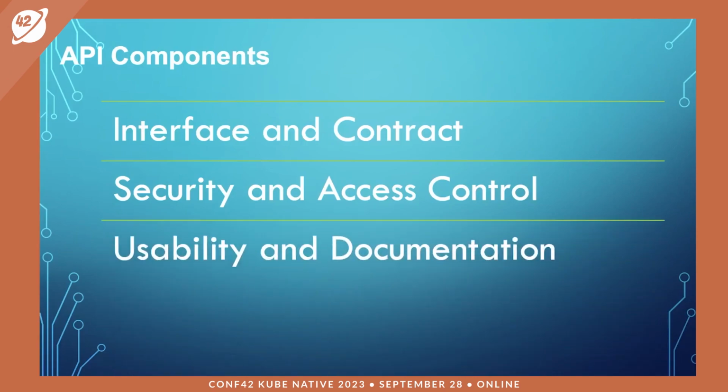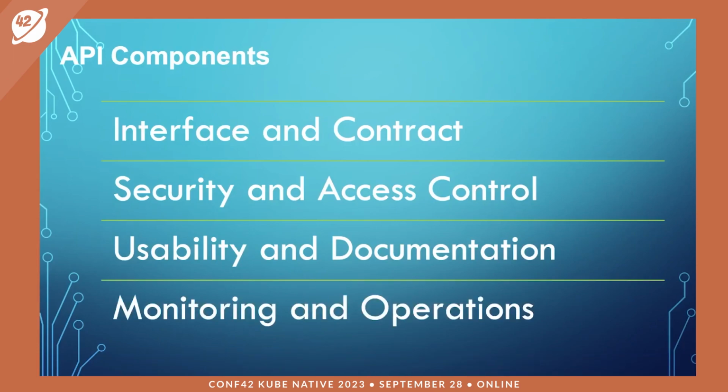It's important that the API is usable. It's easy, intuitive. It provides client libraries, and the features are easy to use and integrate in other applications. And of course, it needs to be monitored and operated. So logging, monitoring, tracking usage, managing traffic, and ensuring smooth operations are critical.